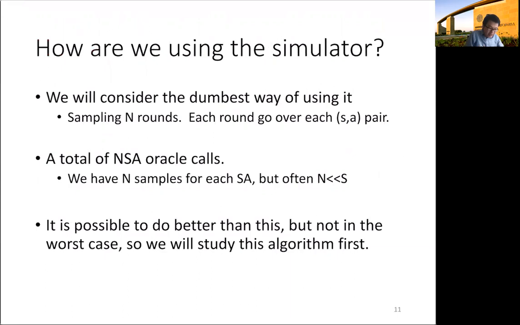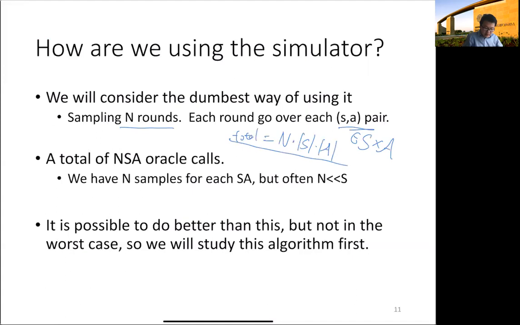We'll sample n full rounds in a round robin fashion. We'll go over each state action pair in the state space product action space once in each round. So in total, the number of oracle calls is n times the cardinality of S times the cardinality of A. This is the total number of times that we want to call, and then we really care about how large this n is.